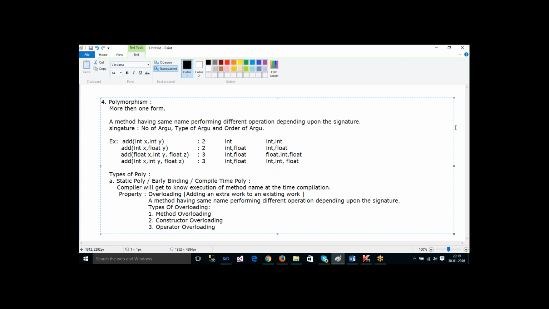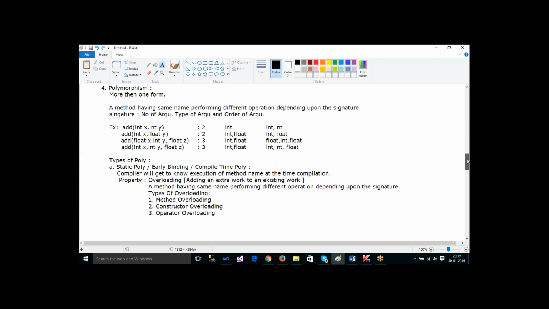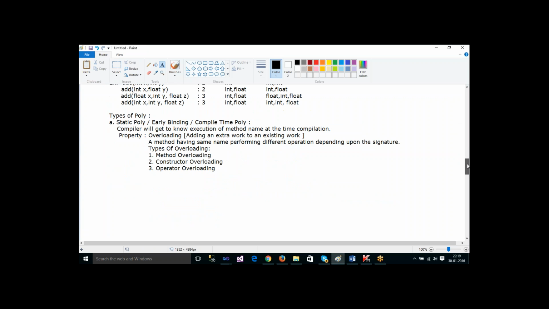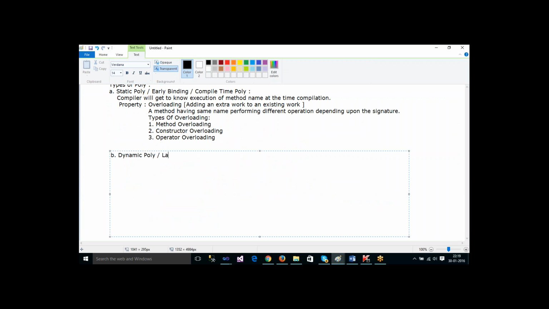This is regarding static. Now, dynamic polymorphism. This is also called late binding. Don't be confused. Generally in interviews, what they are going to ask is, what is early binding, what is late binding, overloading, overriding? Common interview question. Dynamic polymorphism is also called late binding. It is also called runtime polymorphism.